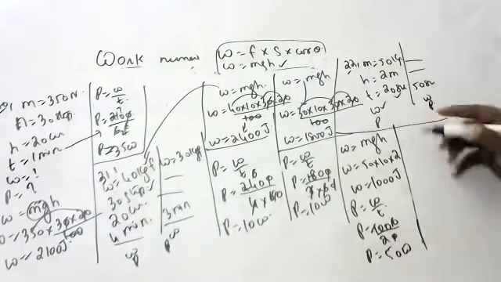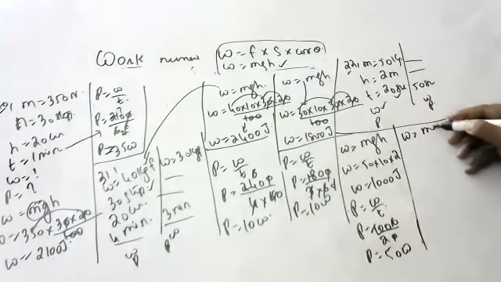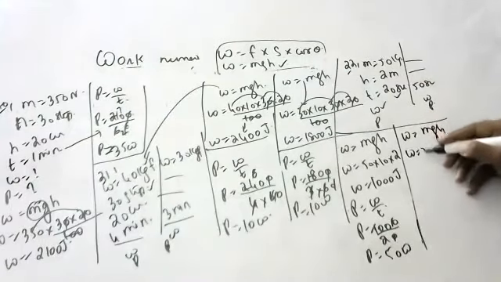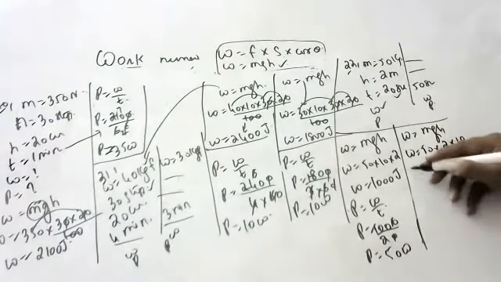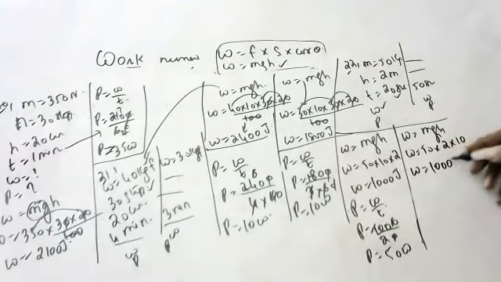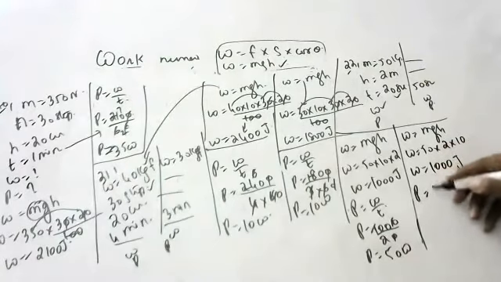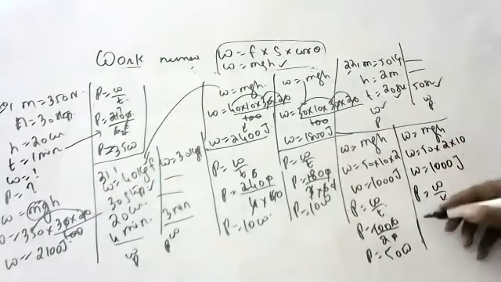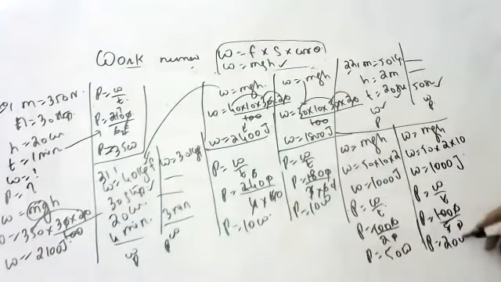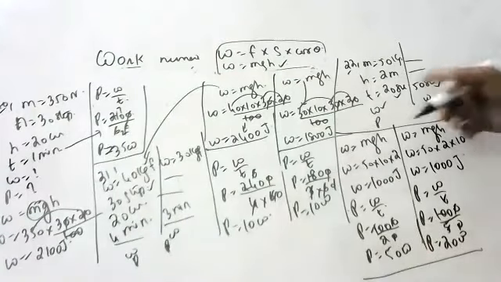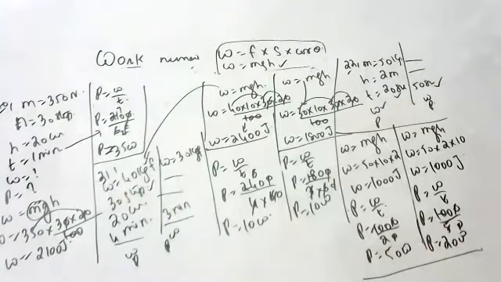Now here, W is equal to mgh, 50 into 10 into 2, same. The work here is also the same. But power is equal to work by time. How much time? 50 seconds. 1000 by 50, which is 20 watts. The power of this fellow is 20 watts.